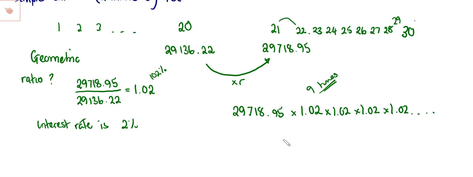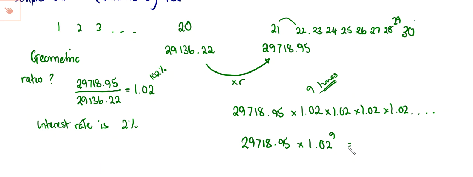Yes. So we're going to do 29,718.95 times 1.02 to the power of 9. Makes it nice and quick and easy. So you can do that on your calculator. Can I just check on your calculator that you did it? You read that out to me?